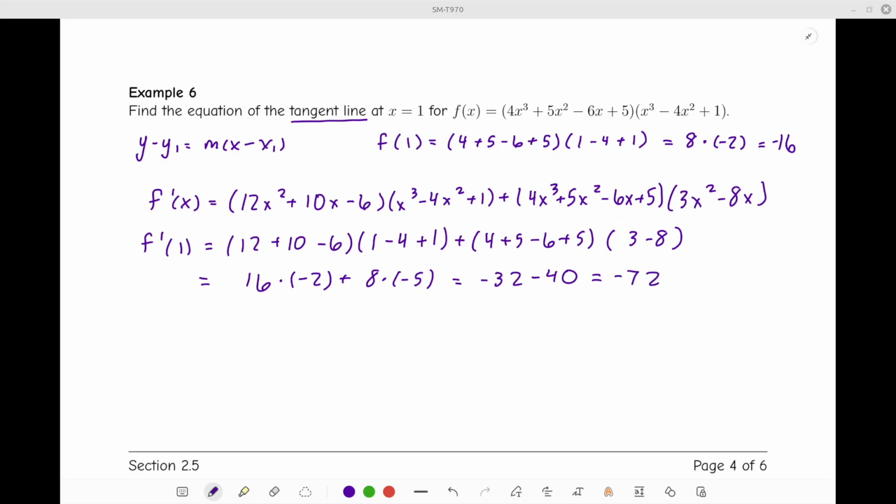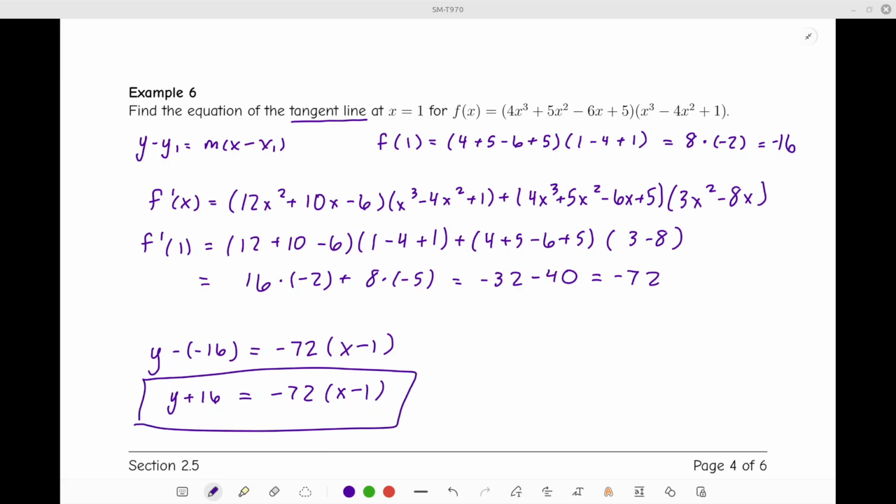So now my equation is y minus negative 16 equals negative 72 times x minus 1. And the only thing I would simplify is this would be y plus 16 equals negative 72 times x minus 1. And there's the equation of our tangent line. Now, depending on your homework system, it may say solve for y. So just read the directions carefully.